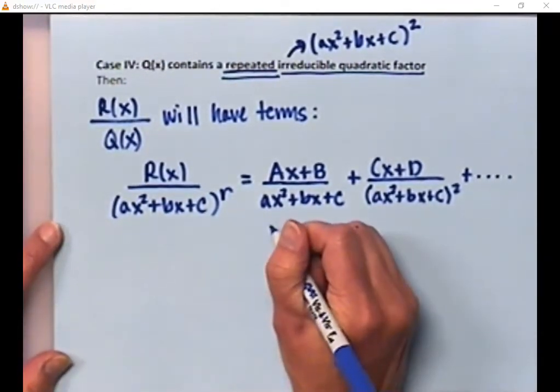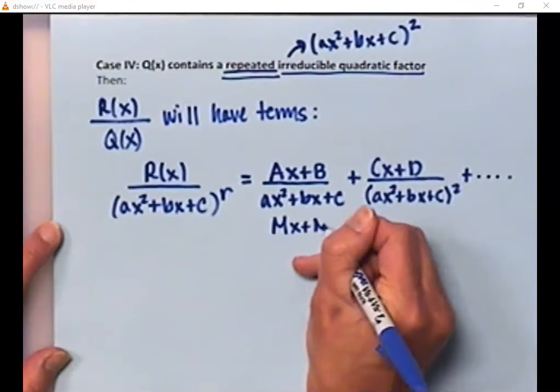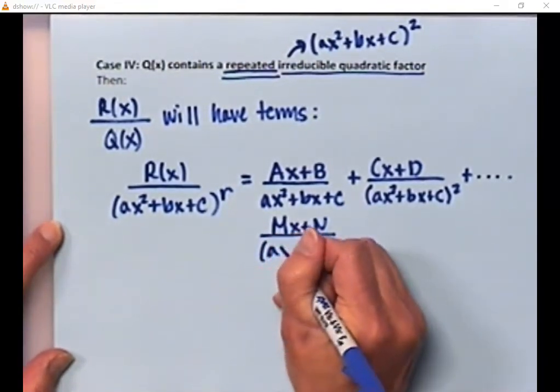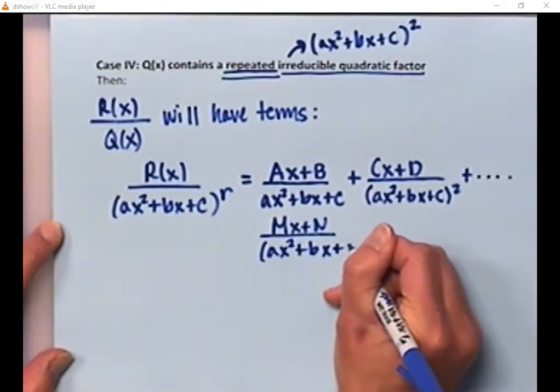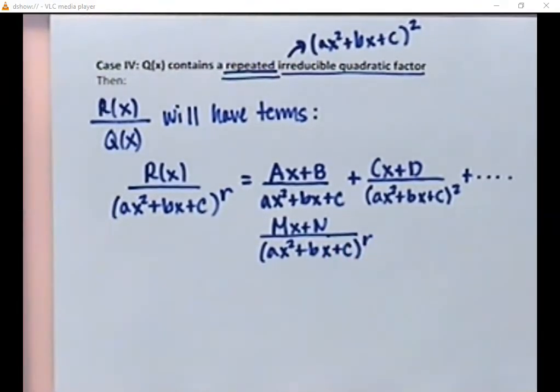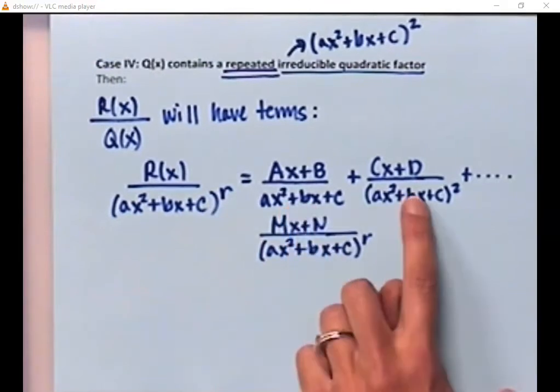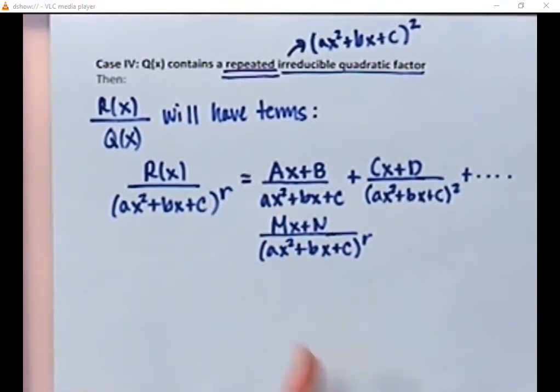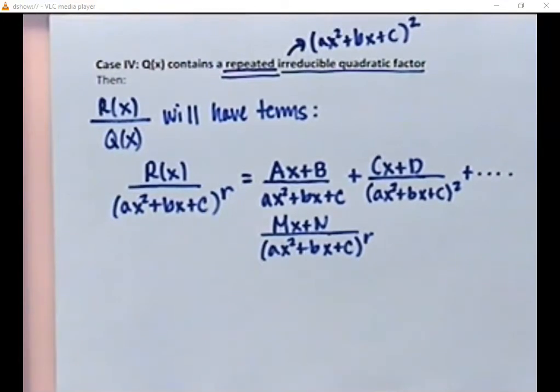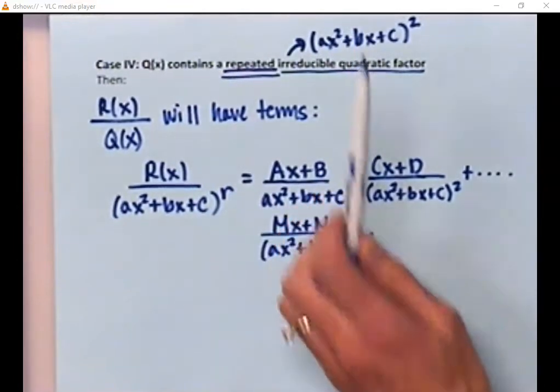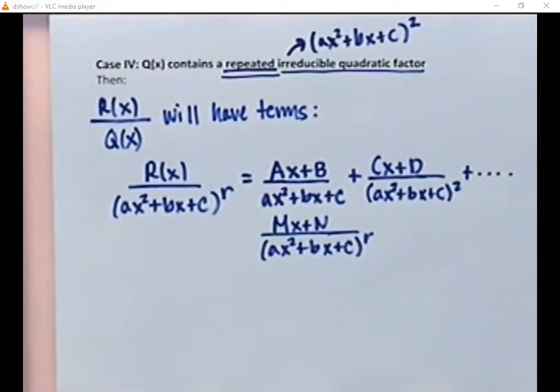Until you get to its highest power, which we called r, and then you can stop. But for every power up to r, you need a fraction for every single power, starting with 1, then 2, then 3, then 4, to whatever r might be, to the 10th. You'll have a fraction for every single power up to the highest it goes. Luckily, we usually don't go higher than 2. Maybe 3, so there usually won't be that many fractions. But you'll need to do that if it's a repeated factor, okay? Just like with linear factors.